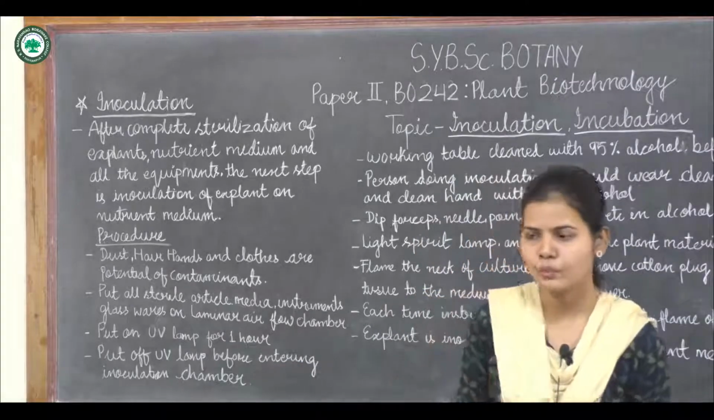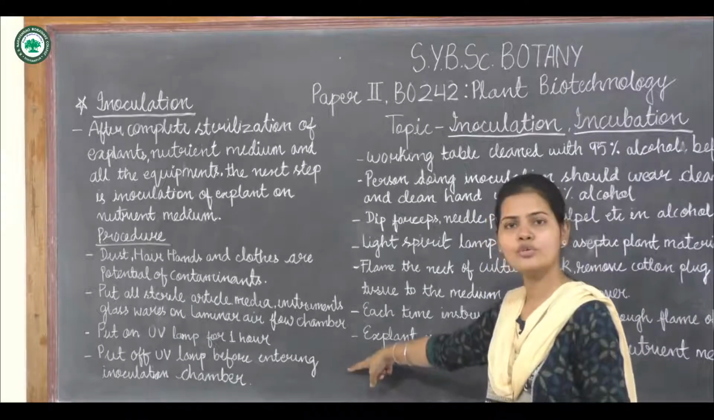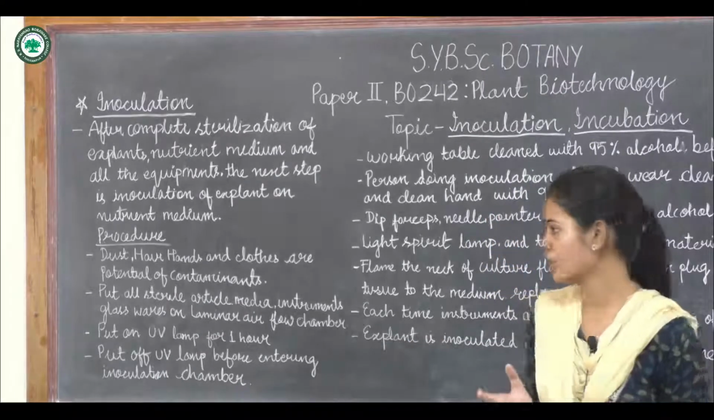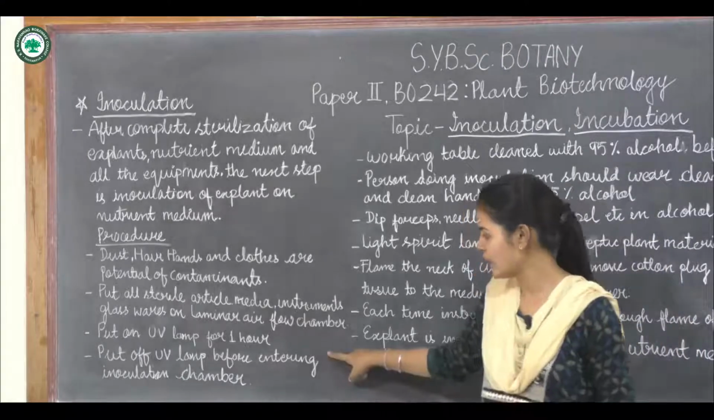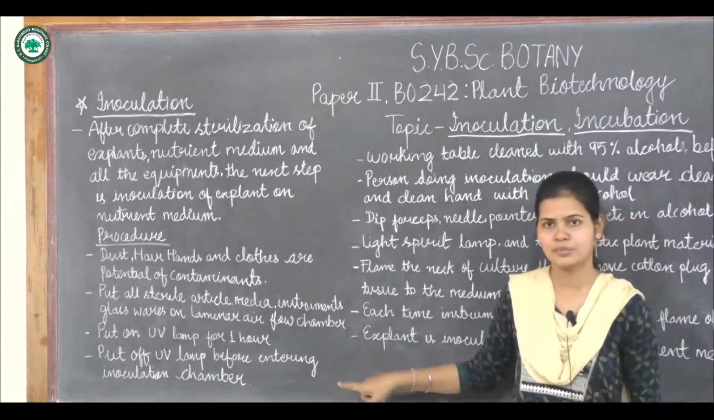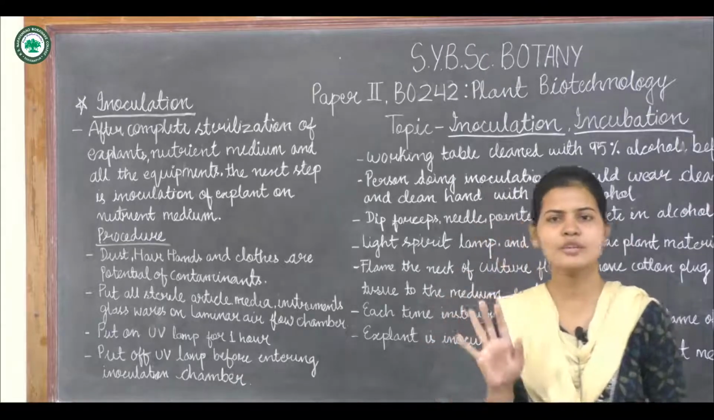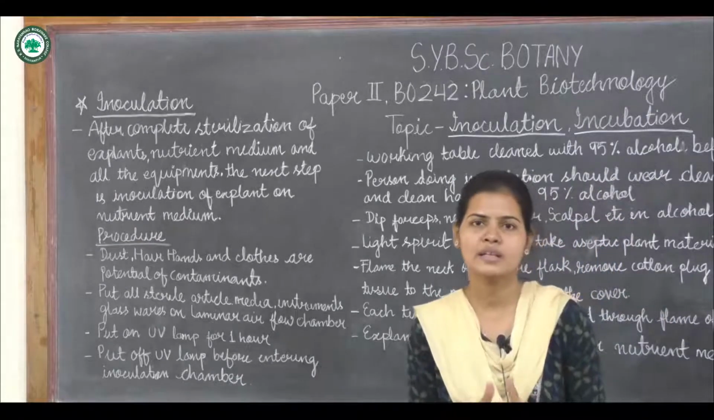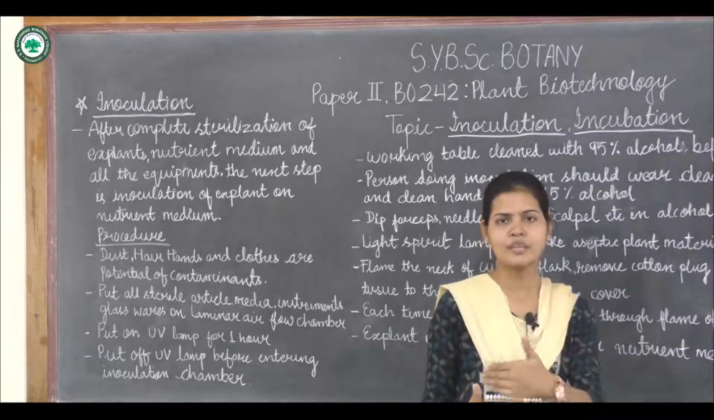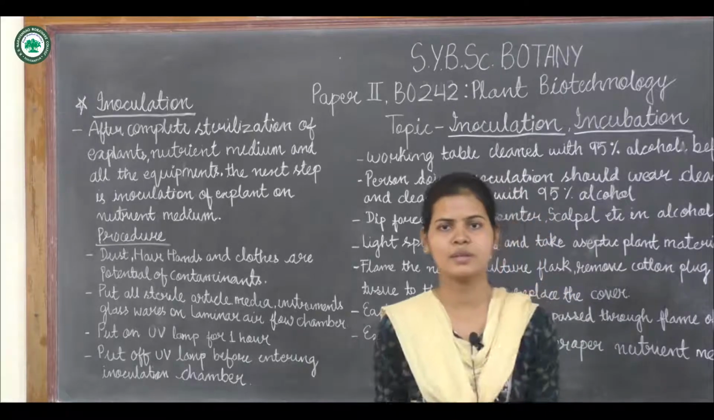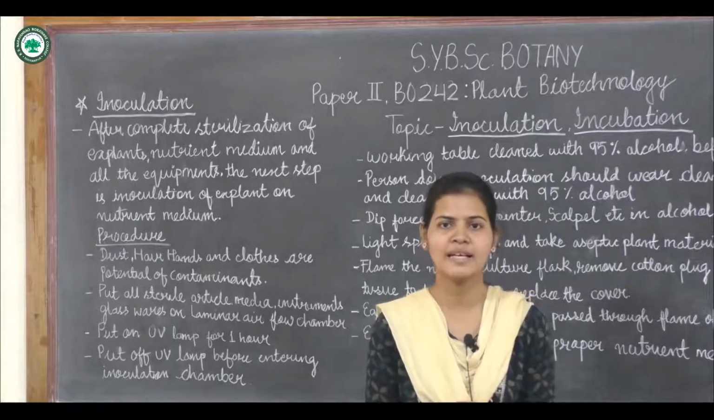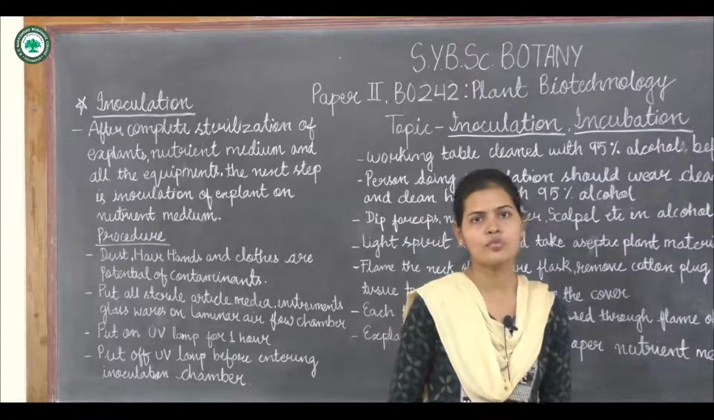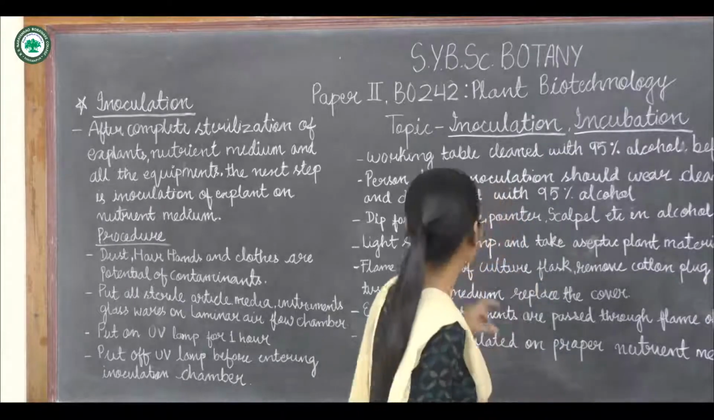After putting off the UV light, you can do the inoculation process. So put off the UV lamp before entering the inoculation chamber. The UV light should not be on during the entire process. When we are doing the inoculation, the UV light should be switched off, because it is not good for the person doing the inoculation.